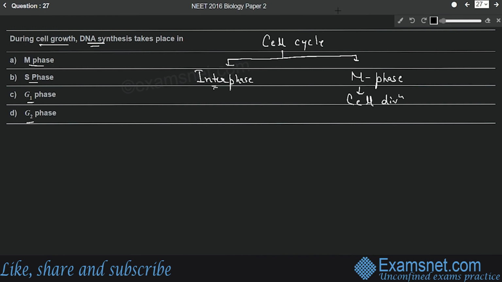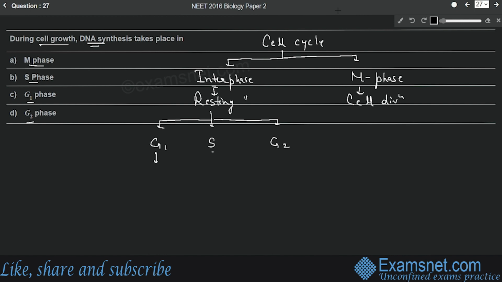Whereas interphase is the resting phase of the cell, or the phase between two M phases, two cell divisions. Now, this interphase again consists of three phases. First one is G1 phase, second one is S phase, and third one is G2 phase. Okay, now G1 phase means growth one phase, G for growth and S for synthesis.